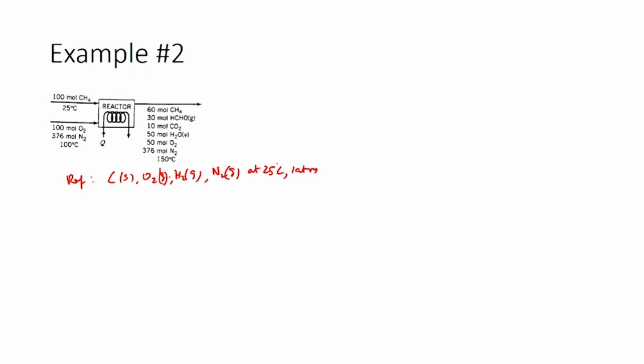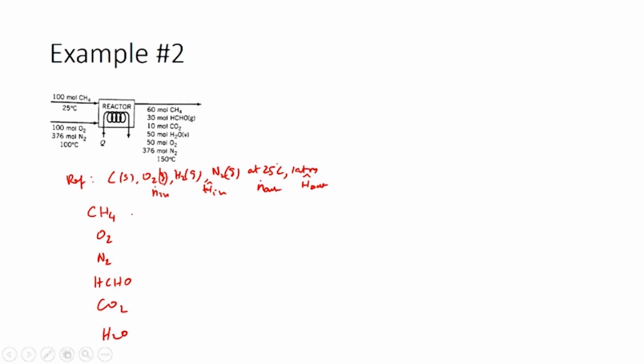So, now let us build the enthalpy table. The components you would have are methane, oxygen, nitrogen, formaldehyde, carbon dioxide and water. So, you have N dot in, H cap in, N dot out and H cap out.